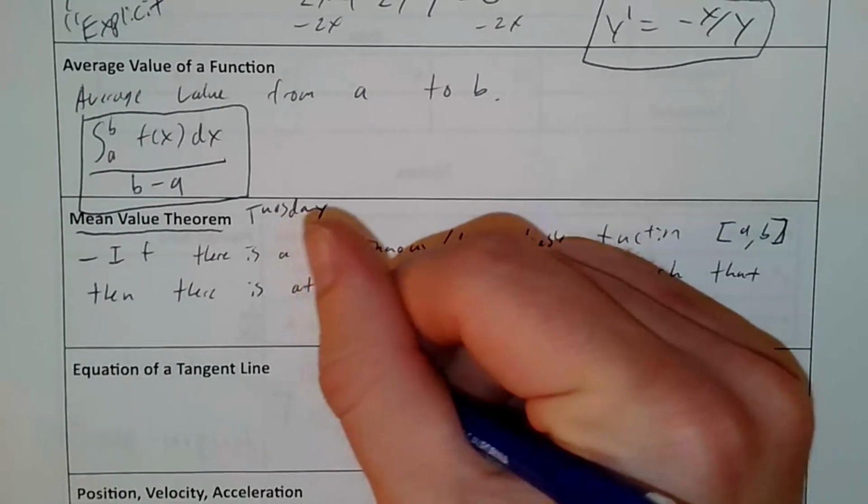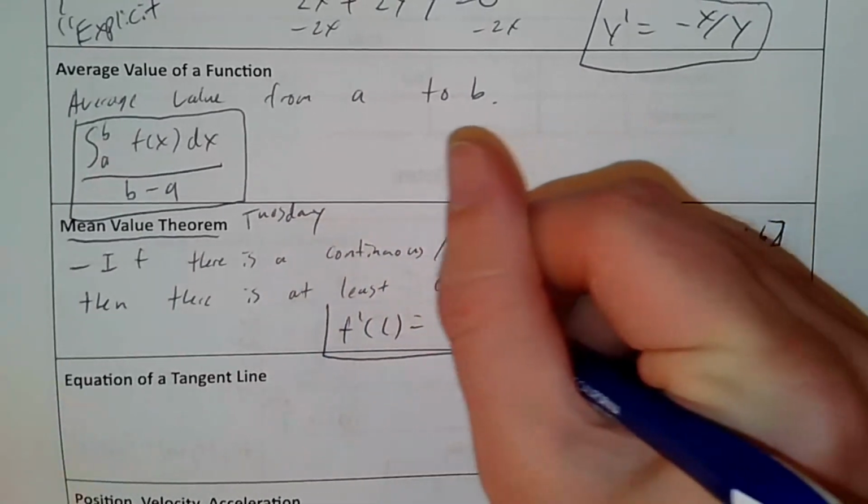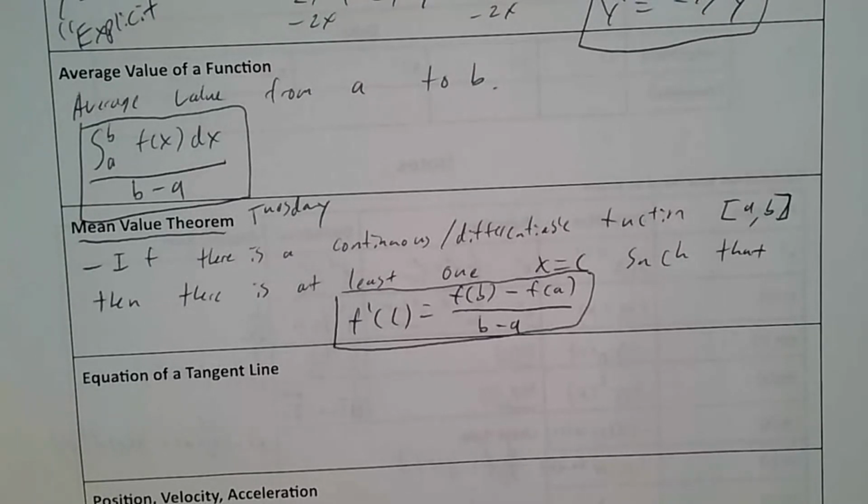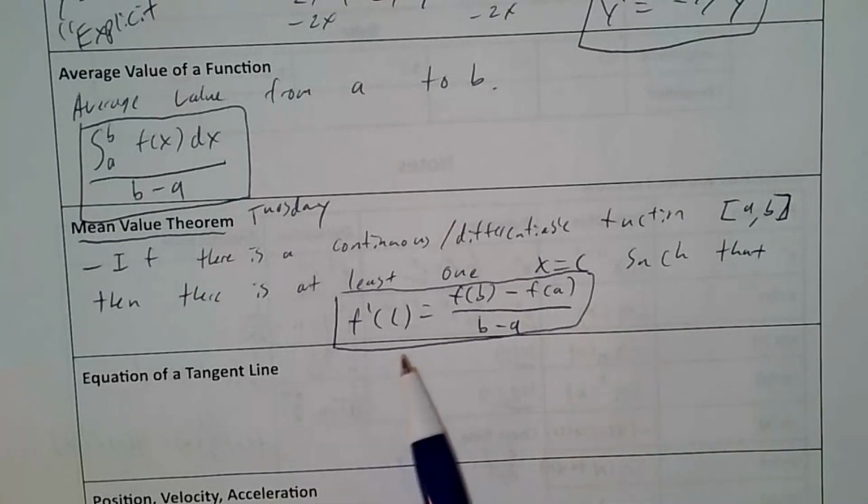over b minus a. I'll go over this in more detail on Tuesday, but in short, what the mean value theorem says is that if you've got some continuous and differentiable function on an interval, then there is a value somewhere in that interval where the derivative at that value equals the average rate of change between those 2 points. That's all it's saying.